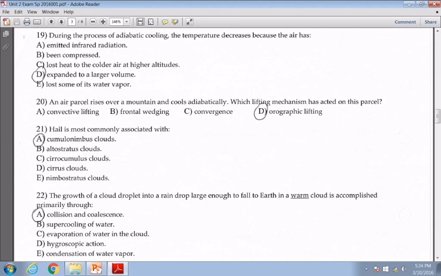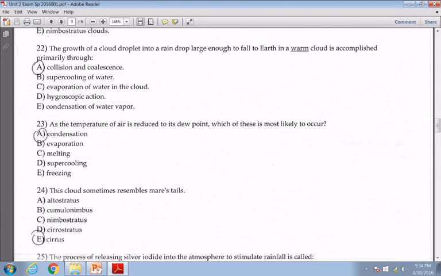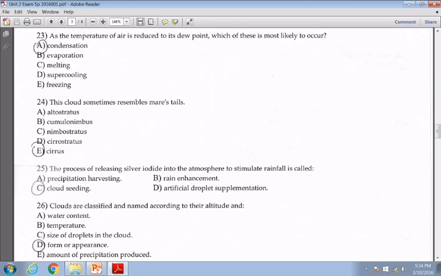Question 19, during the process of adiabatic cooling, D, the air cools because it expands to a larger volume. Question 20, D, orographic lifting is when air slams against a mountain and is lifted. Question 21, hail is associated with storm clouds, cumulonimbus clouds. A is the best answer. 22, cloud droplets form within warm clouds due to a process we call A, collision coalescence. Question 23, if the temperature of the air is cooled to its dew point, then most likely A, condensation will occur.